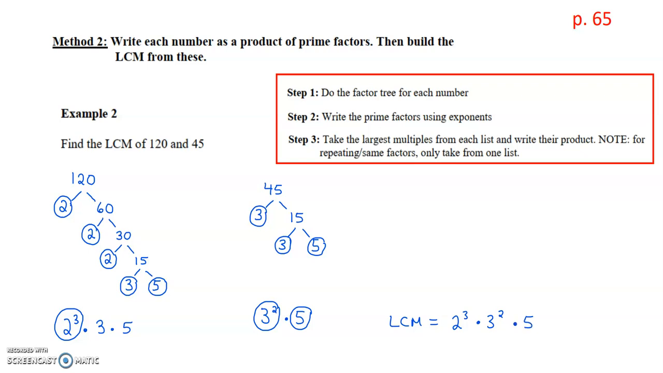So now we're going to actually solve this. 2 cubed is 2 times 2 times 2. 2 times 2 is 4, times another 2 is 8. 3 squared is 3 times 3, which is 9. And then we're going to multiply by 5. So we're going to take 8 times 9 times 5. And when we do that, we're going to get 360.